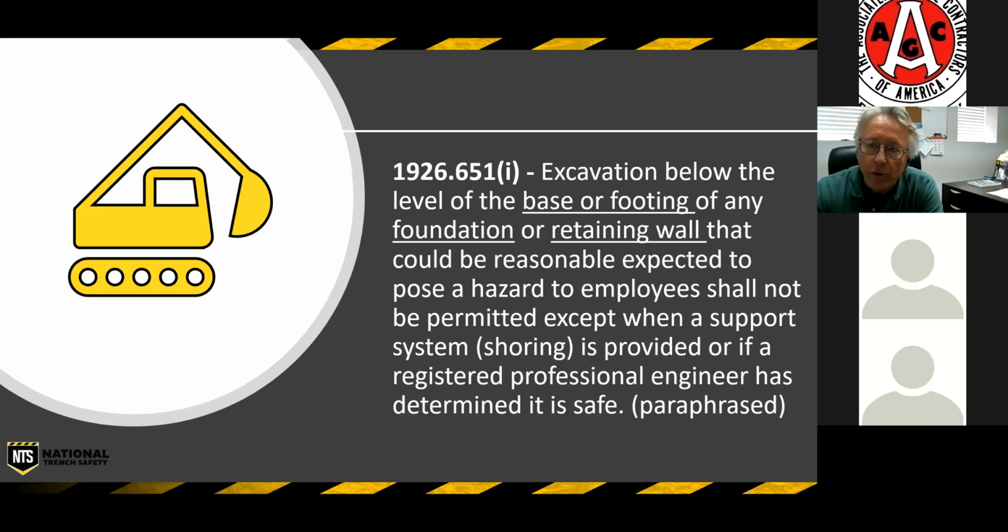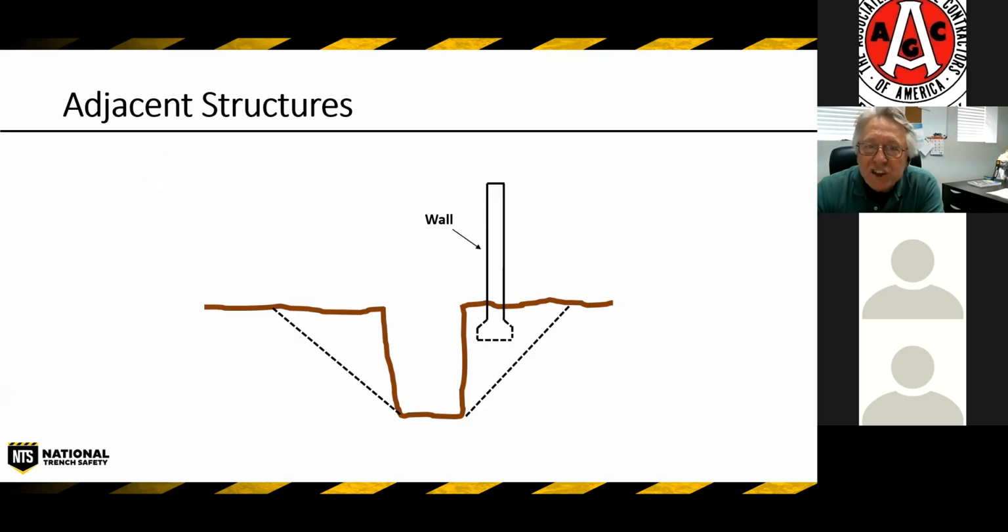Continuing in the general requirements in 651, paragraph I says that excavating below the level of the base or footing of a foundation or retaining wall could be a hazard to employees, and it's not going to be permitted unless a support system is provided. Now, by support system, they're specifically referring to shoring. An example of such a structure might be a wall.